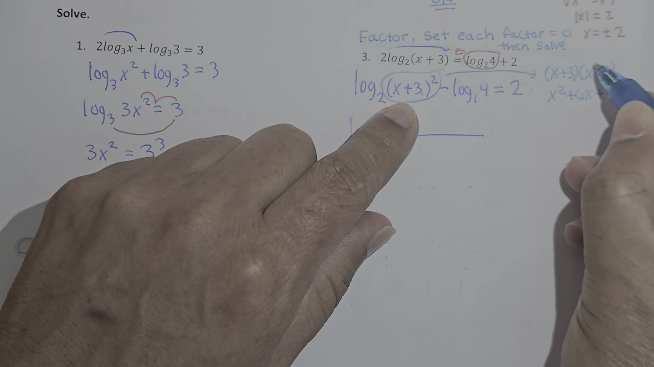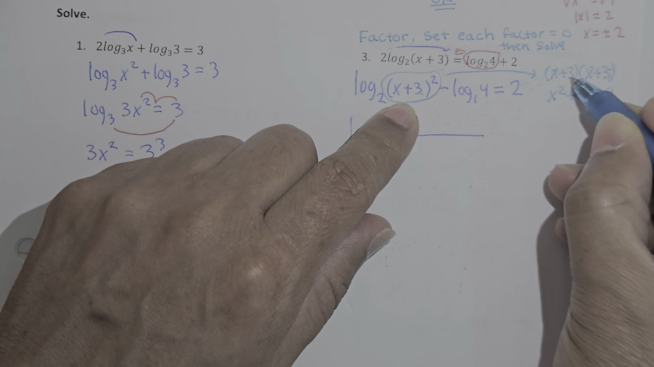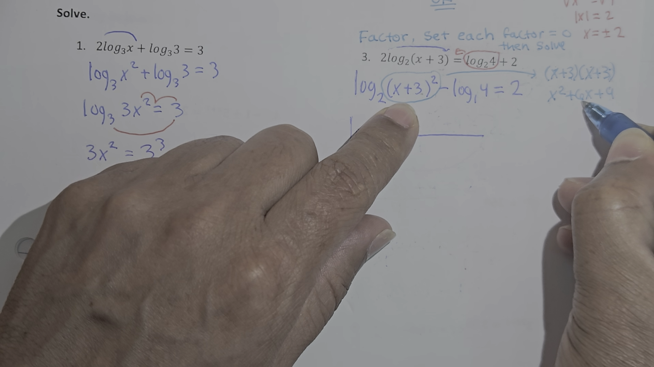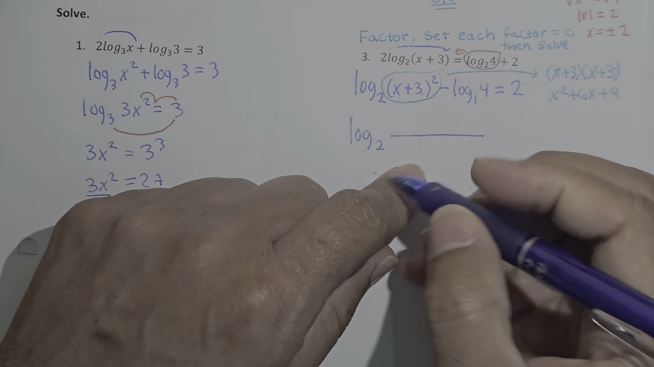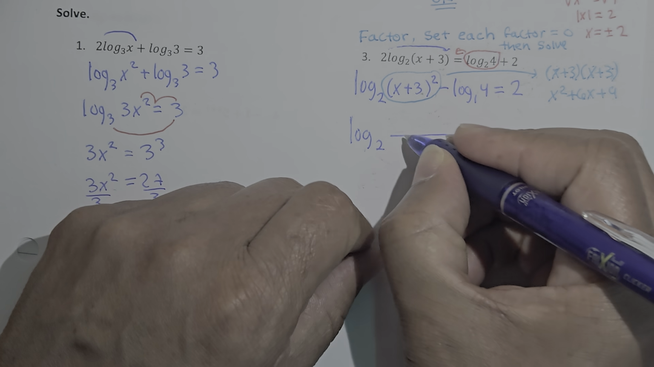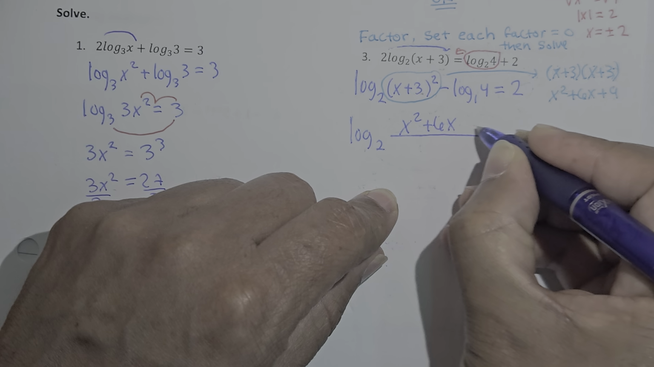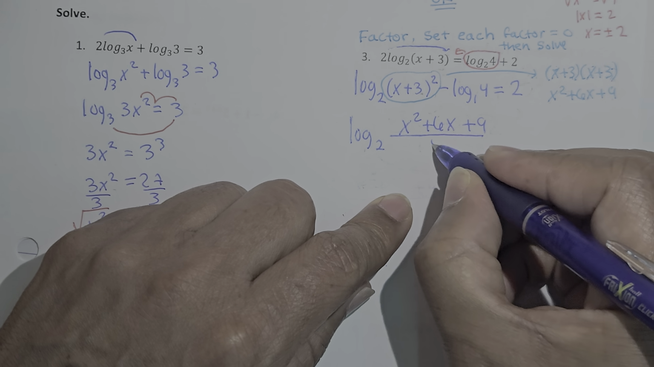So when I multiply x times x, that gives me x squared. X times 3, that's 3x. And then 3 times x, that's another 3x. So those x's combine to 6x. And then last I multiplied 3 times 3, which gives me a 9. So then that goes on the numerator. So we have x squared plus 6x plus 9, and then in the denominator, we have the 4.